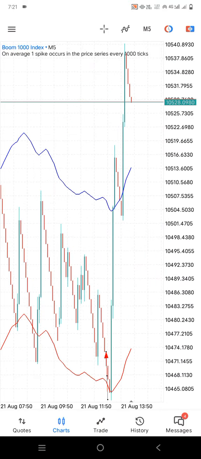Okay, use this strategy only for Boom 1000 and Crash 1000. Please don't use it on any other index. This is not for any other index. This is only for pure Boom 1000 and Crash 1000.